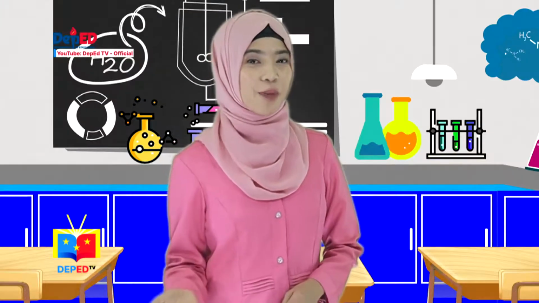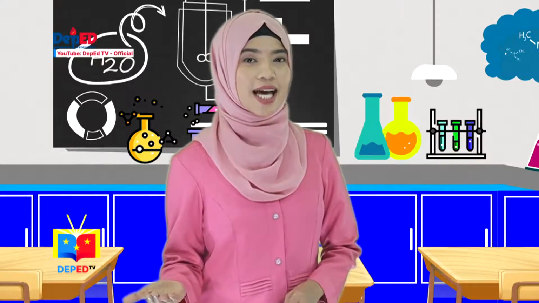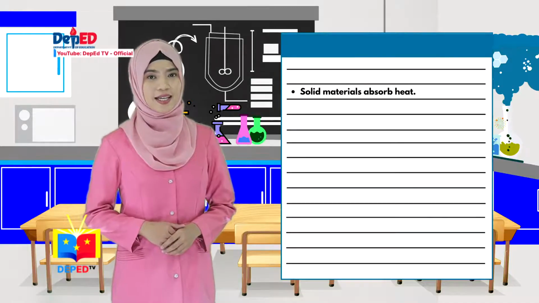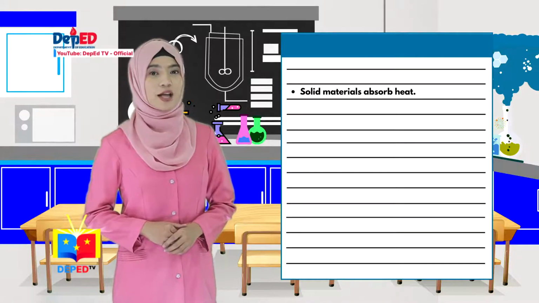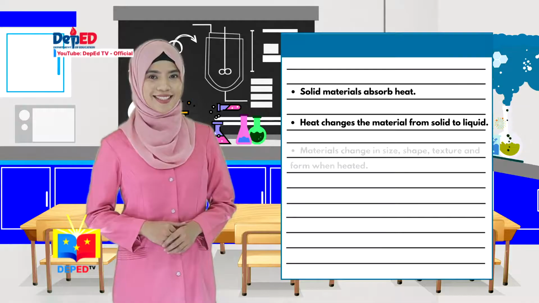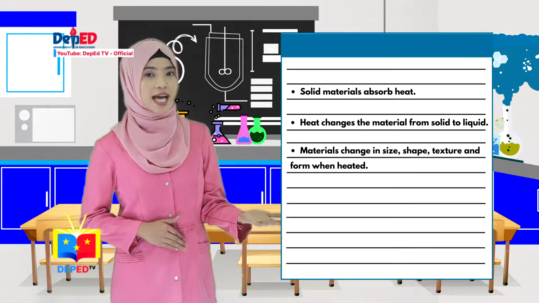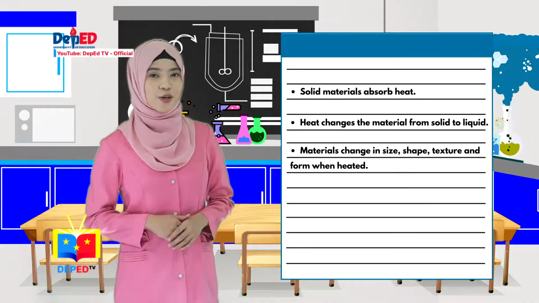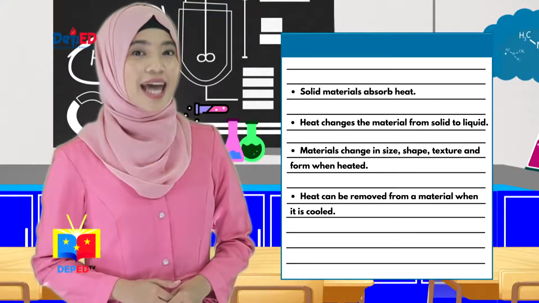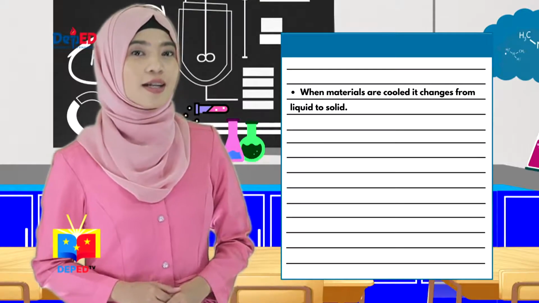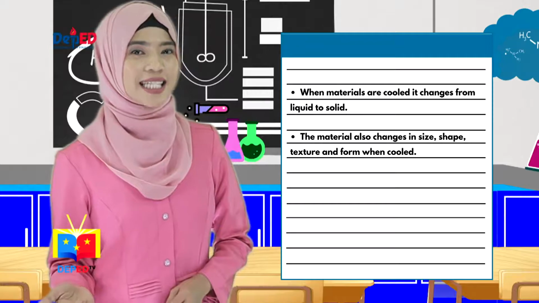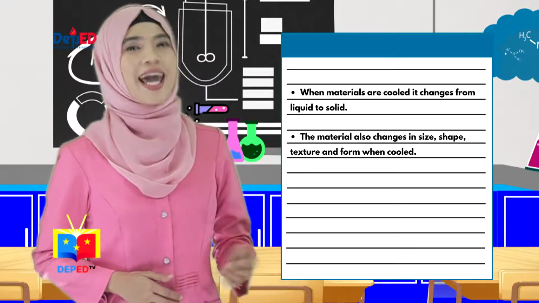There are changes in the properties of materials when they are heated or cooled. When a solid material is heated, it absorbs heat. The heat absorbed by the material causes the material to change its form from solid to liquid. The material also changes in size, shape, texture, and form. When a solid material is cooled, it removes heat. The heat released from the material causes it to change its form from liquid to solid. It also changes its size, shape, texture, and form.